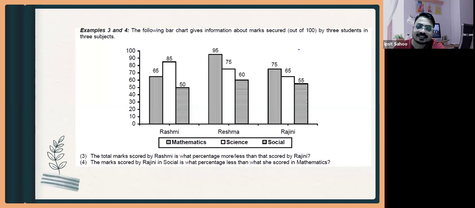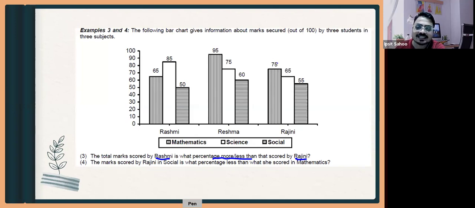Okay. Since you are taking time for this, I'll be explaining. The total marks scored by Rasmi, is what percent more or less than Rajni? Though it is asking about the total marks of Rasmi and Rajni, I am not required to find out the total mark of Rasmi. Why? Because it is asking how much more it is than Rajni. So Rajni will be in the base.